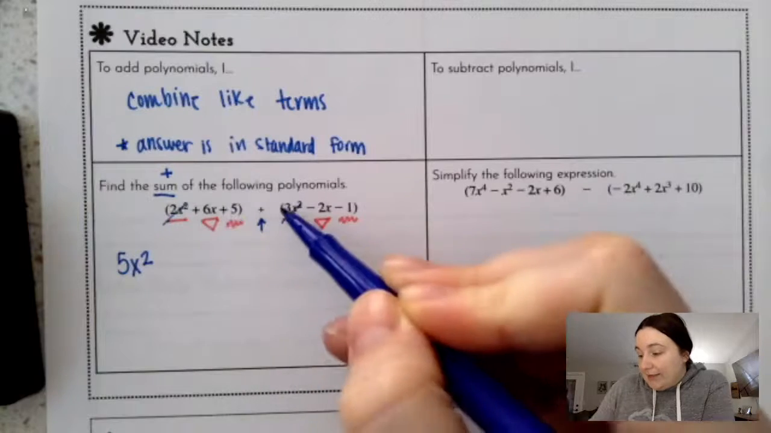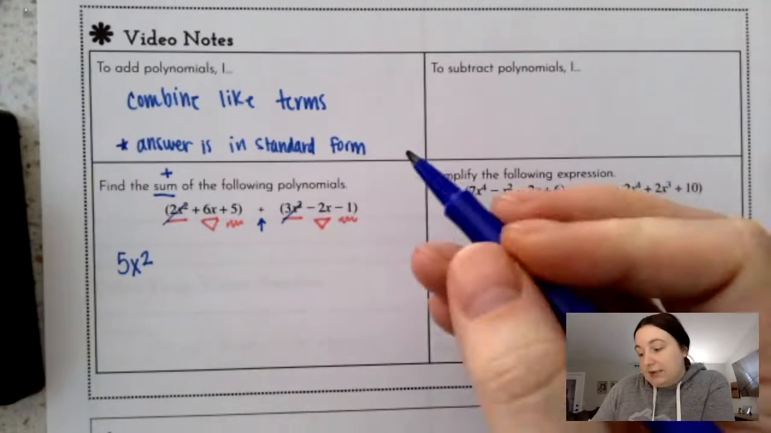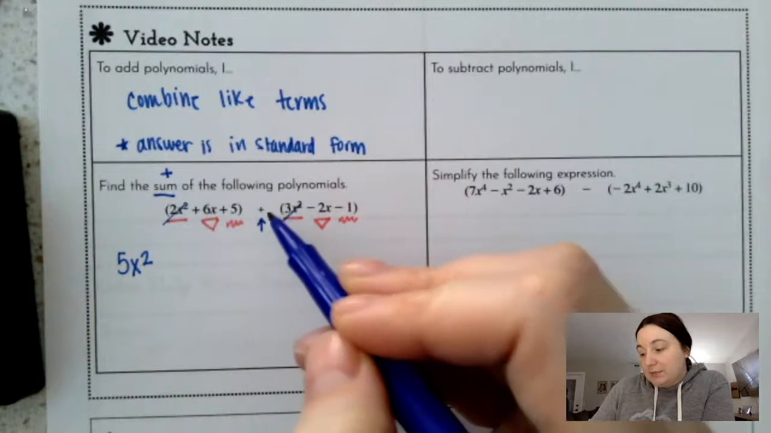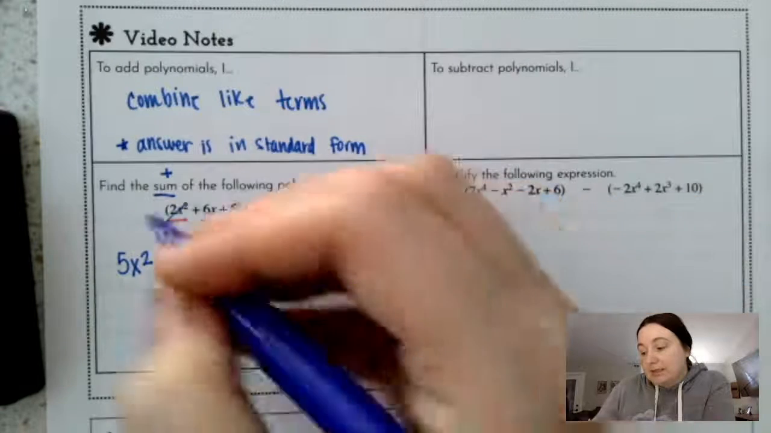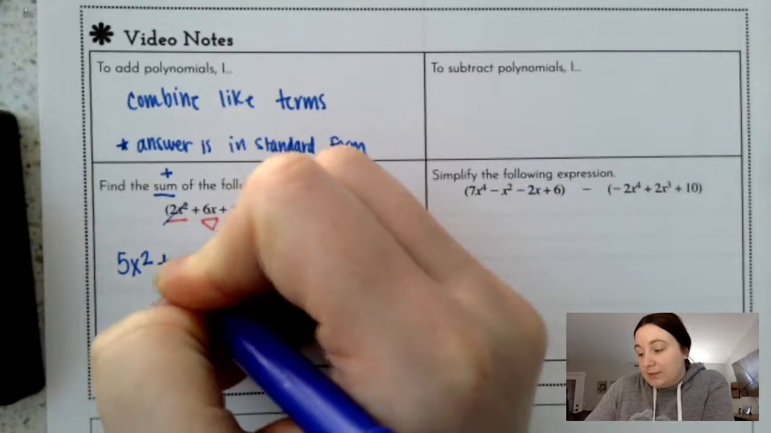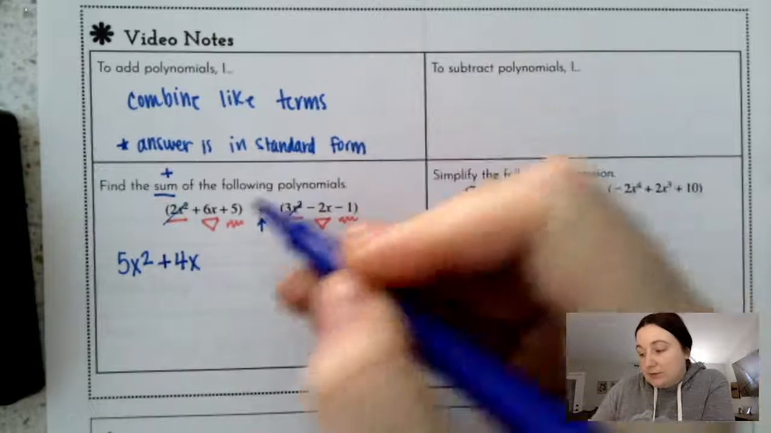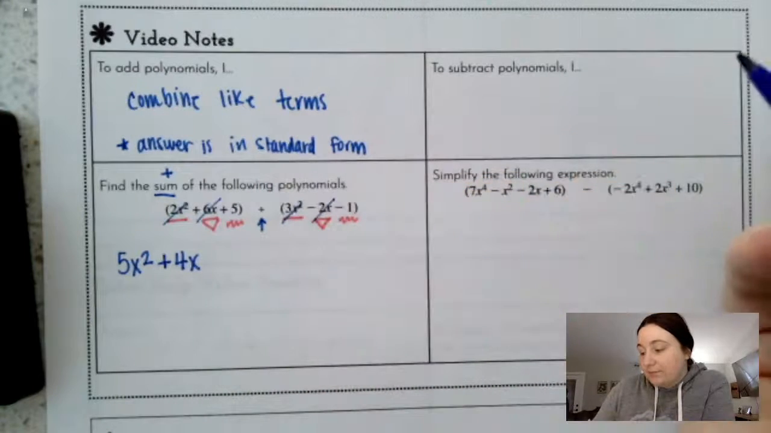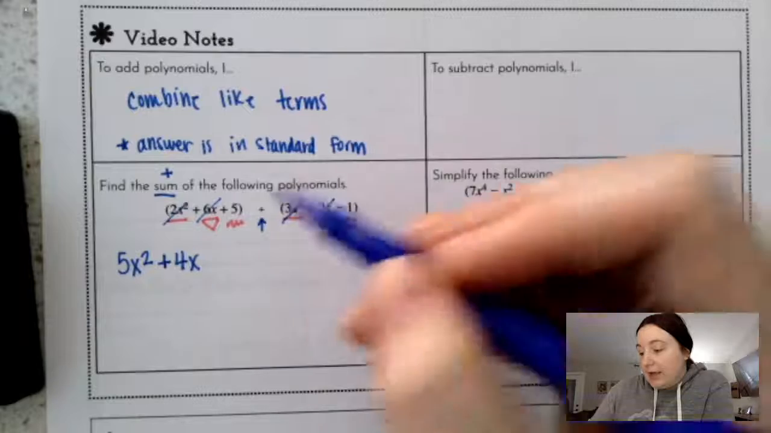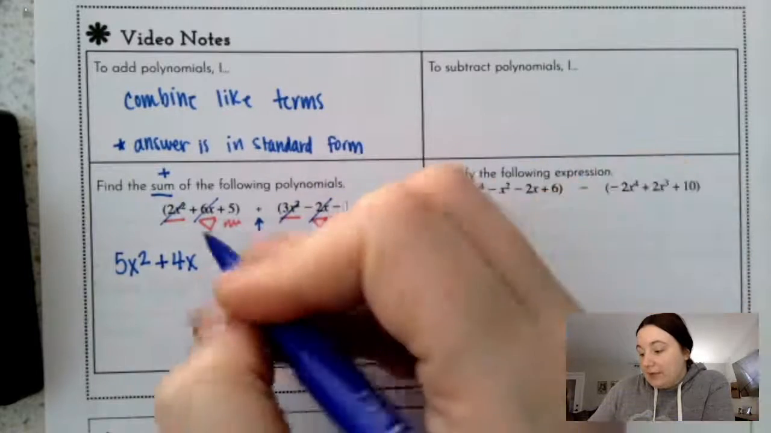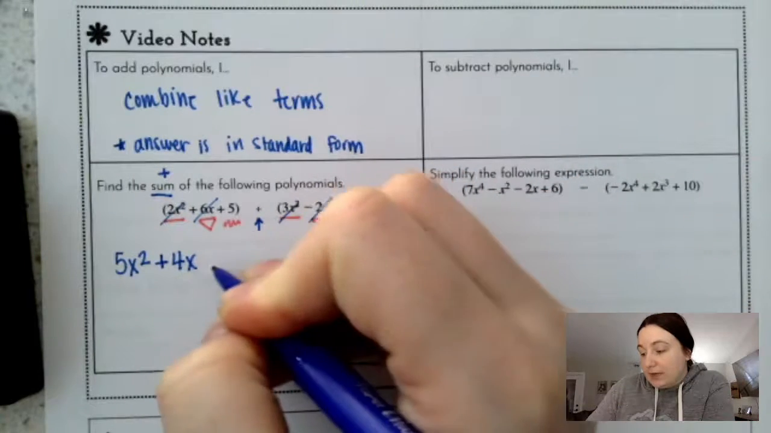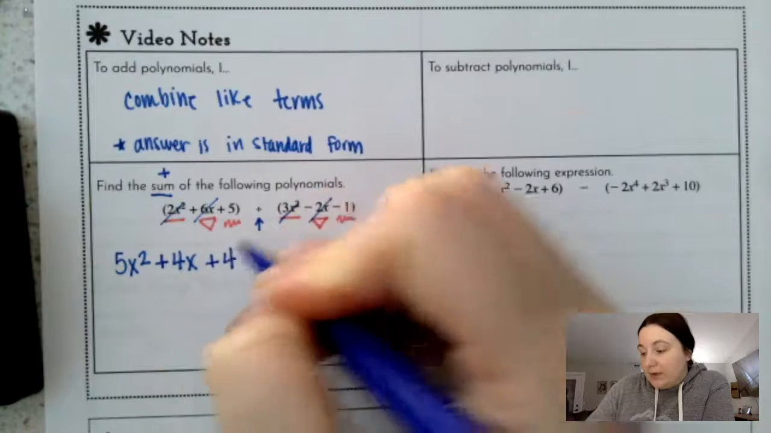Then I have 6x plus negative 2x. So be careful with the negatives. 6 plus negative 2 is like 6 minus 2, which is a positive 4x. So I have 4 x's. And then I have 5 plus negative 1, which also gives me a positive 4.